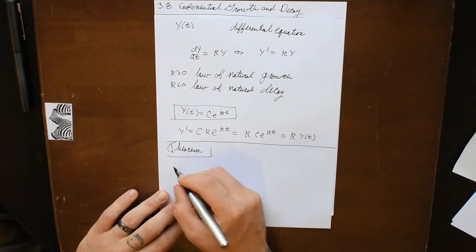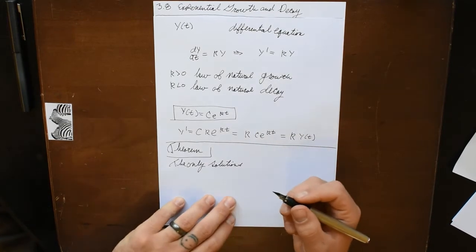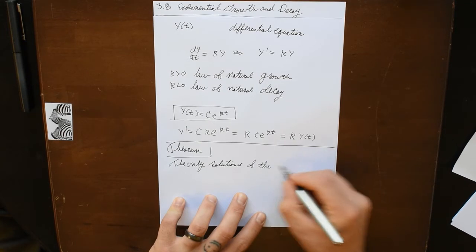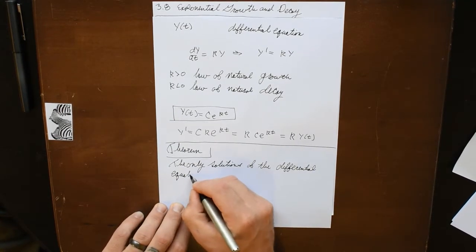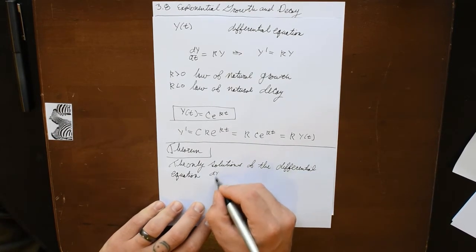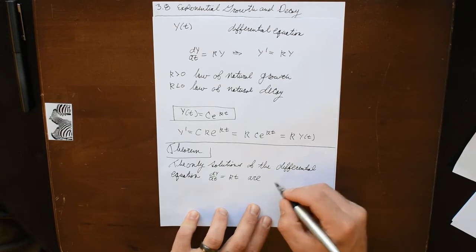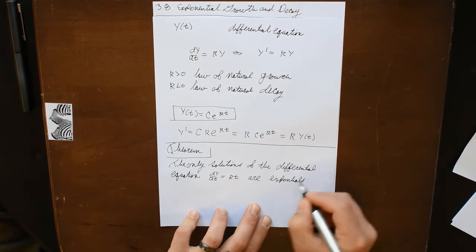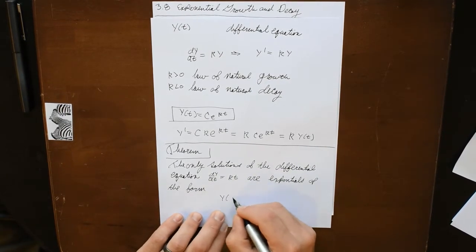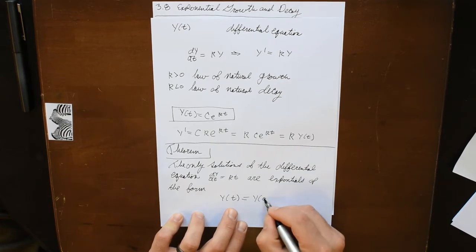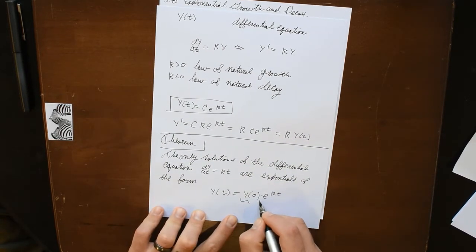What our theorem says is the only solutions of the differential equation dy/dt equals ky are the exponentials of the form y of t is equal to y of 0 e to the kt. Perfect. So let's talk about where this y of 0 comes from.